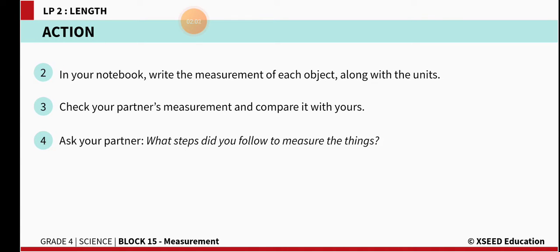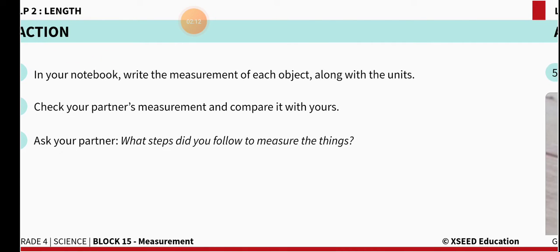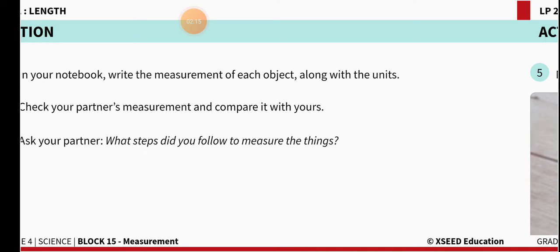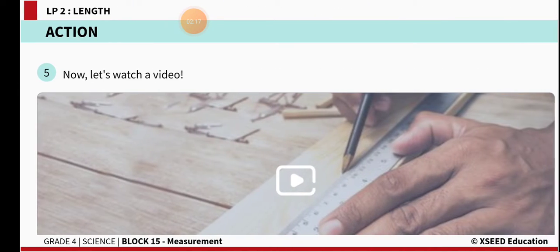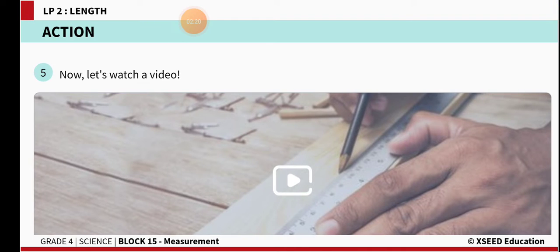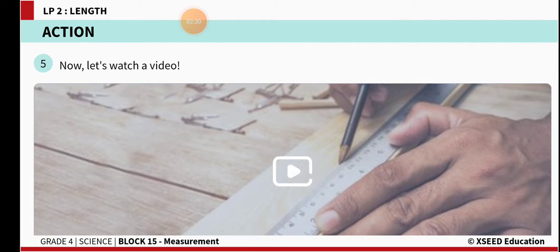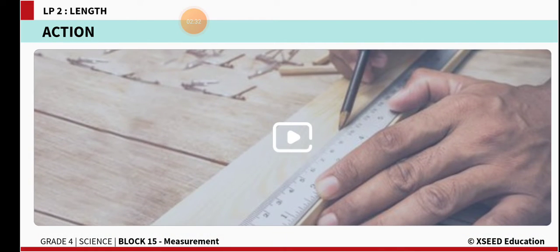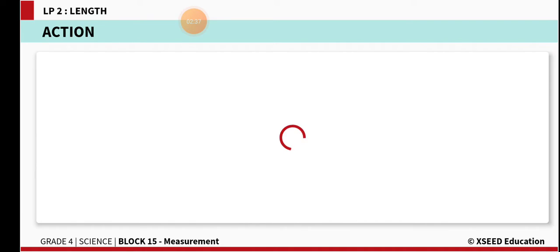So how to measure anything? Suppose you are measuring a paper strip, you need to keep the paper strip straight and near the ruler. Always place the ruler so that the starting point is at 0. And then the end point, the number where it is coming, you need to see. That number is the length of the given object. To understand more about how to measure the length of any object, watch this video.